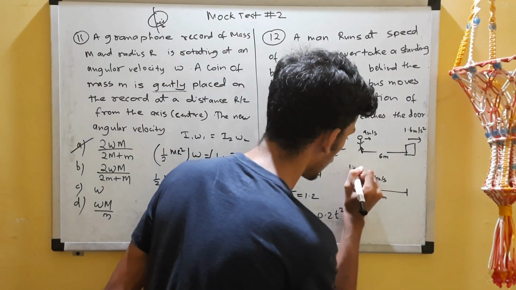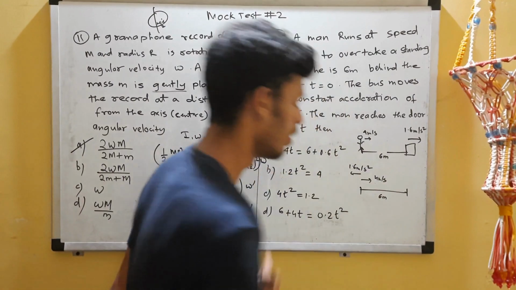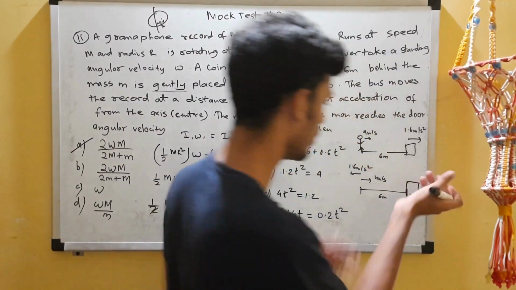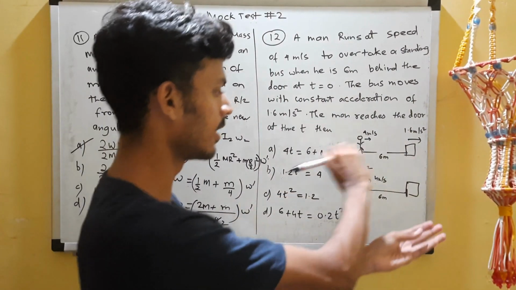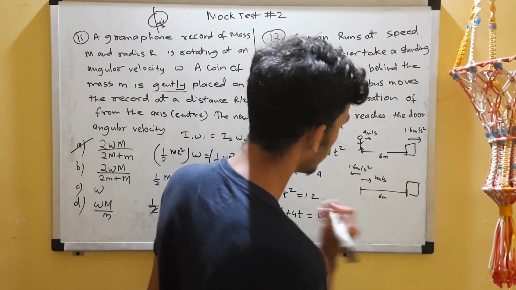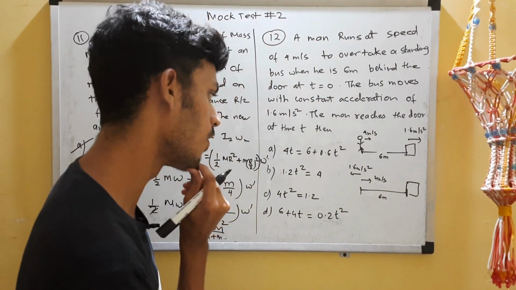So that is the concept of relative motion. Now the bus is at rest and the acceleration of the bus is flipped and given to the man. Now we are just supposed to solve this. When will the man cover a distance of 6 meters?